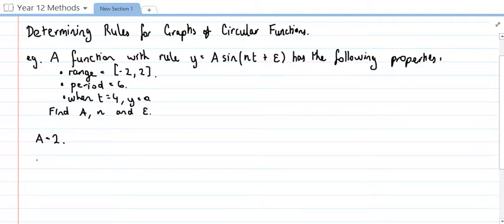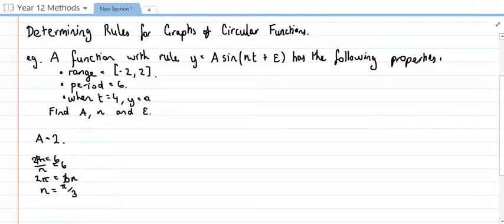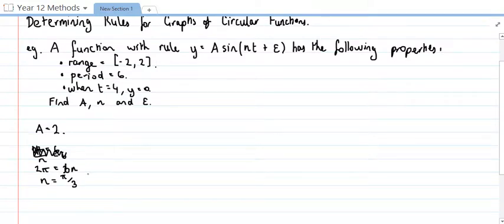So next we need to use the period. We know the period is 6, and we know that 2 pi on n is the period. So that's equal to 6, and same process as before, multiply both sides by n. So 2 pi equals, oops, that's meant to be a 6n. Divide both sides by 6, so n equals 2 pi on 6, which is just the same as pi on 3. Got a little bit ahead of myself there. Anyway, n is pi on 3, a is 2.